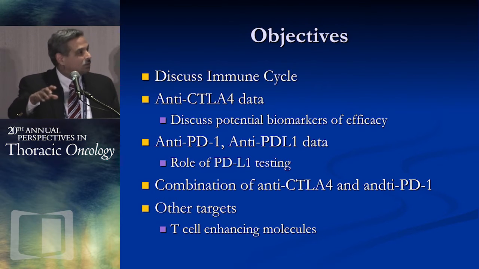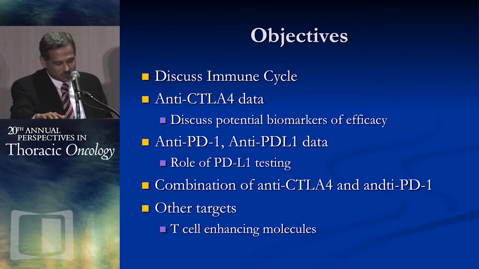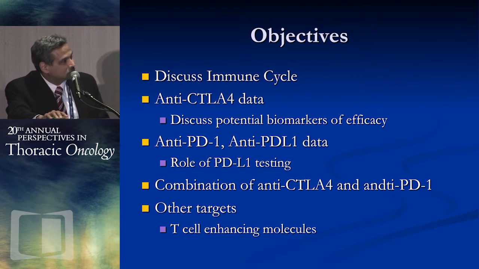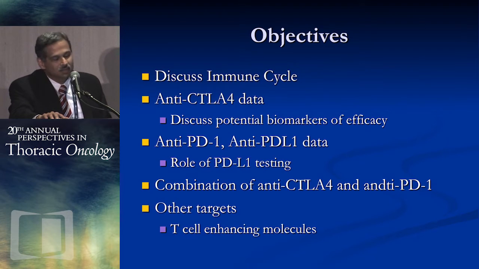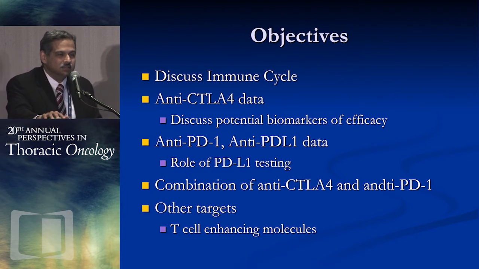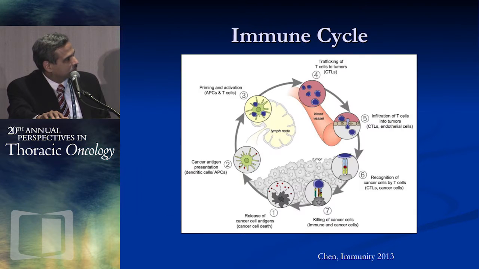This is what I'm hoping to do, sort of briefly discuss the immune cycle, though Dr. Haas has made my job easy. In fact, I've realized that there's a little bit of an overlap with some of the other speakers, and I'll do my best to minimize it and highlight some of the things that may not have been mentioned. I was going to talk about anti-CTLA-4 as well, because frankly, this was the first immune checkpoint inhibitor that was evaluated in non-small cell lung cancer and some of the combinations, and then briefly touch upon some of the other targets that we are focusing on in terms of activating cytotoxic T cells.